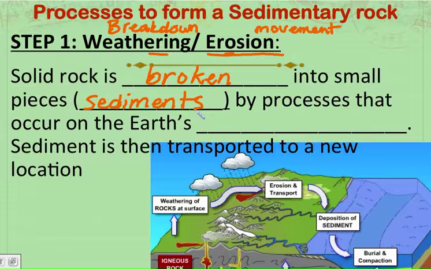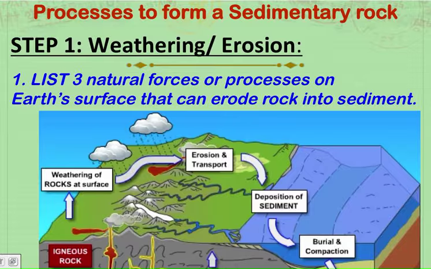Now this is happening all over the Earth's surface. And we can see in this picture here a bunch of different ways that rock can be broken down. And once it's broken down, it then becomes eroded. And like we said, that's the movement of the rock. So then it becomes transported to a brand new location. So we have the mountains here, for example.